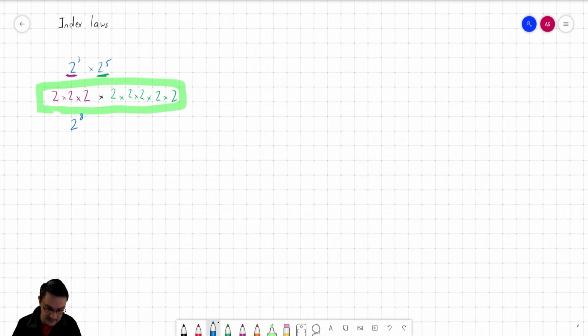So another way we can think about this is 2 to the power of 3 plus 5, and that is equal to 2 to the power of 8. And so that's how we can go about it when we're dealing with these.